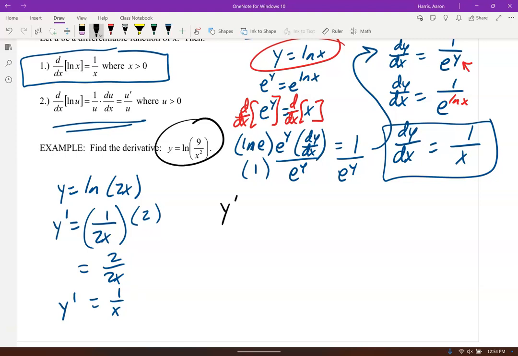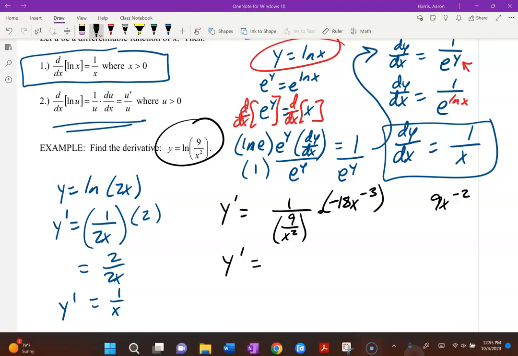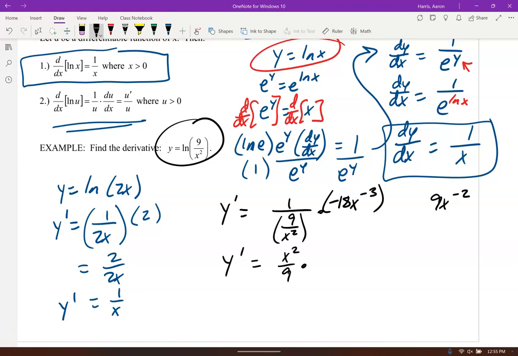So this derivative would be 1 over that times the derivative of that. So I'm taking the derivative of 9x to the negative 2. All right, so that would be negative 18x now to the negative 3. So y prime ends up being, and I'm going to take this 1 over 9 over x squared, is x squared over 9 times negative 18 over x cubed. So I got negative 18 over 9, negative 2 over x.